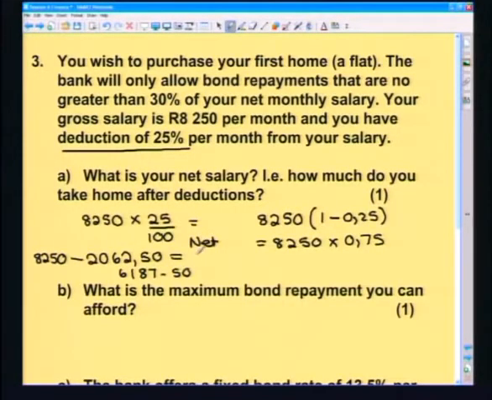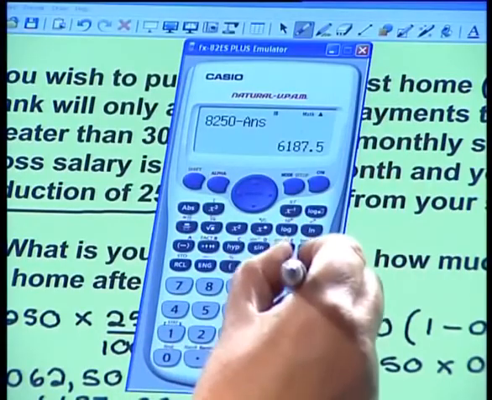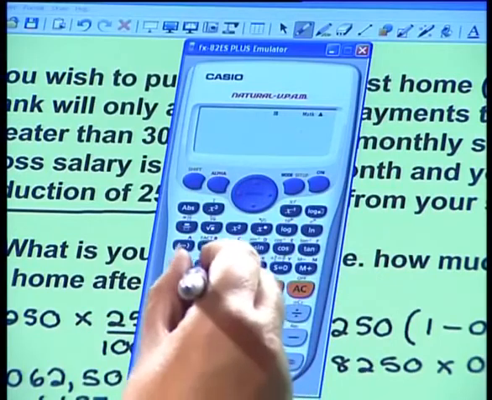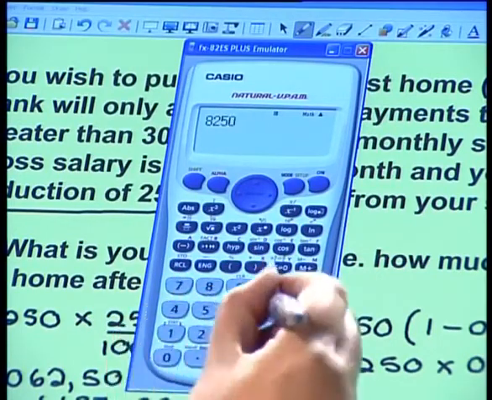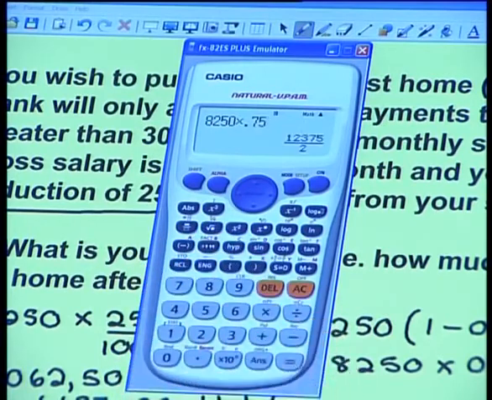618750. So that's my net income doing it that way. Right, let's see how my other way would have worked. Well, okay, now I'd pull up the calculator again, and this time I would clear and I would just go 8250, and now I want to only keep 75%. And if I do that, there you see you get the answer much quicker, and it's quite simple to think like that in actual fact.